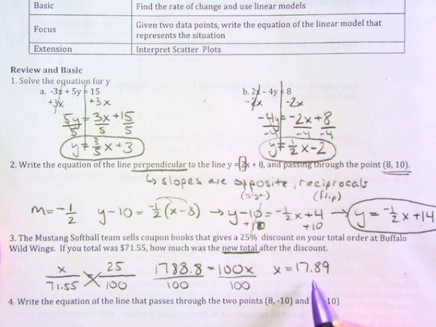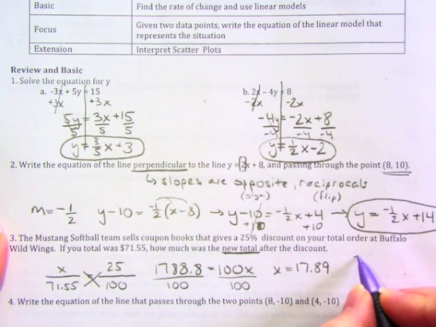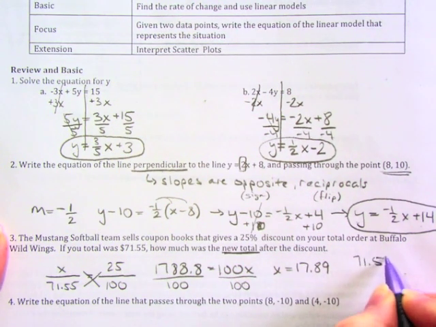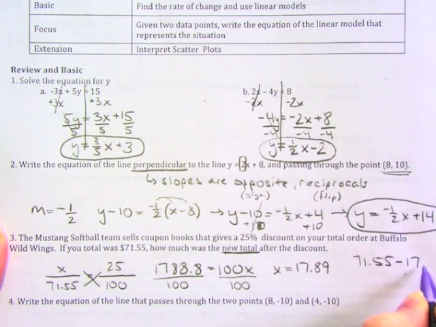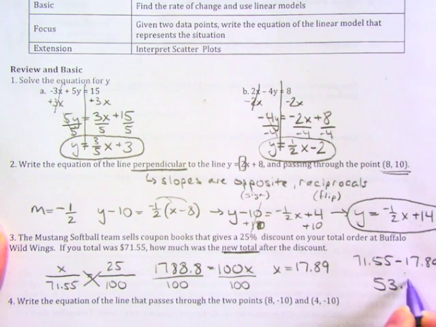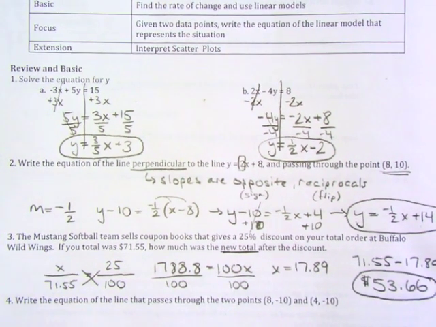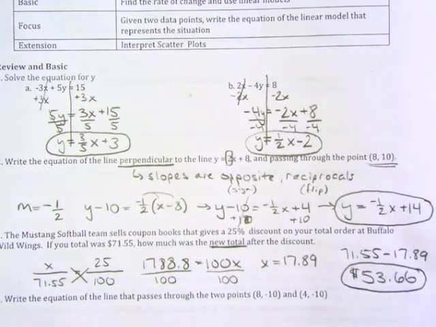That is not our new price because we're looking for the new total for their bill at Buffalo Wild Wings. So to find that new total, we take the original total, $71.55, and subtract the discount. Once we do that, we get a new total for our bill of $53.66. And we've found the cost after the discount has been applied.